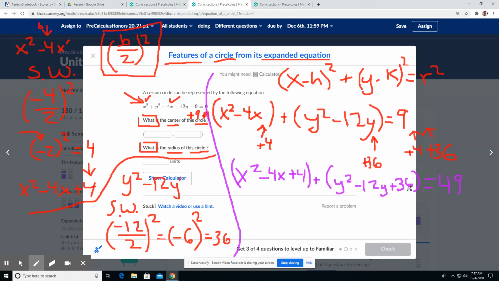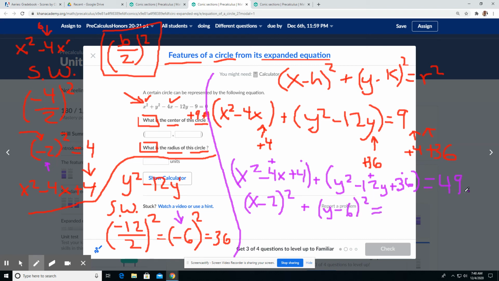That's nice. All right, so now notice what two numbers multiply to be positive 4, add to be negative 4. I'll give you a hint. Bing! So this is going to be x minus 2 times x minus 2, which we would just write as x minus 2 quantity squared. Same thing for the other one. What two numbers multiply to be 36, add to be negative 12? I'll give you a hint. And that would be y minus 6 times y minus 6. We just write it as y minus 6 quantity squared.